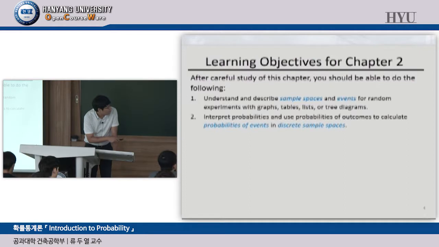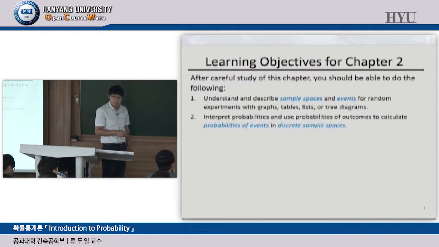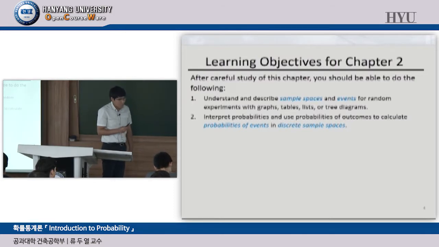And then we can interpret the probabilities and use probabilities of outcomes to calculate the probabilities of events in discrete sample spaces. And for the sample spaces, there are two cases. First one is the discrete case. In this case, the sample space only includes countable numbers. And we also have the continuous case for the sample space. In this case, we can have the sample space with an interval. So this can be explained in a later section today.